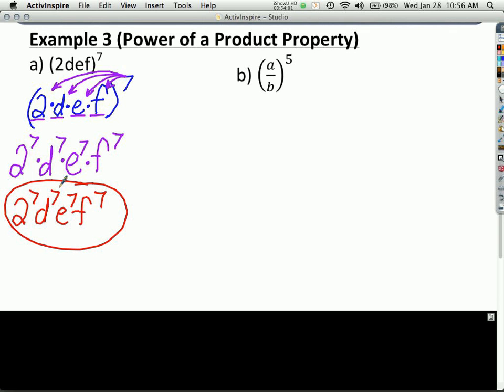Is there any case where a student would say that the 2 to the 7th, D to the 7th, E to the 7th, F to the 7th would be something that they could add the exponents to? Absolutely. And so why can't you?